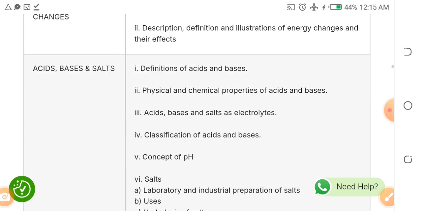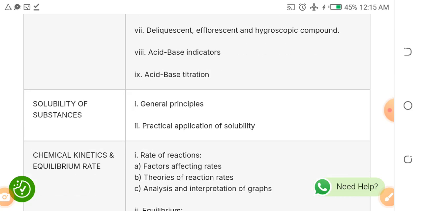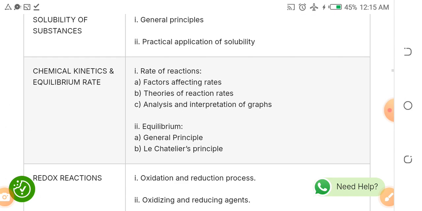Acid, base and salt, of course you know titration. Definition of acid and bases, physical and chemical properties of acid and bases, acid, bases and salt as electrolyte, classification of acid and bases, concept of pH, salts, you know, deliquescent. Read up this thing. So this year it also came out in your JAMB. Deliquescent, efflorescent and hygroscopic compound, acid-base indicators, acid-base titration, so other things like solubility of substances, general principles, practical application of solubility.